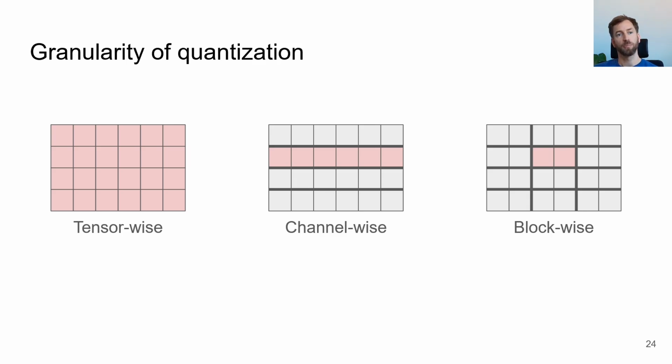Alternatively, we could split up the tensors in multiple groups, like for example channels. Then each channel would have its individual scaling factor and zero point. To drive this even further, we can also do blockwise quantization, where it's a fraction of a channel. Since blockwise quantization usually achieves the lowest quantization error, let's have a look in detail.